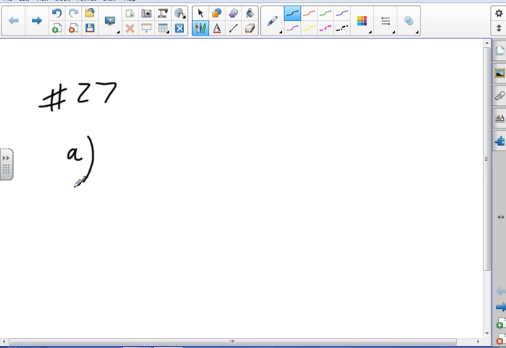I'm not going to redraw it. I'm just going to look and count. Even, odd, odd, even, even, even, even. I have 2 odd vertices. So if I have 2 odds, I have no Euler circuit, but it has an Euler path.